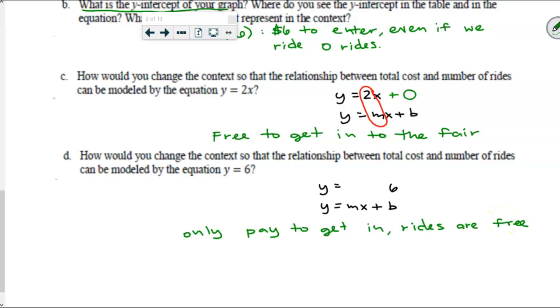So again, notice it's in the same format. It may not look like that, but it's because it's 0x, meaning it costs $0 for each ride. The only thing we're paying for is just the fee to get in. So these are still in the same format. It may not just look like it because the rate of change is 0. It's not changing at all. And 0 times x is 0, and we're lazy, so we just don't write it.